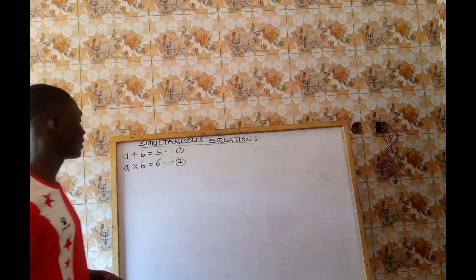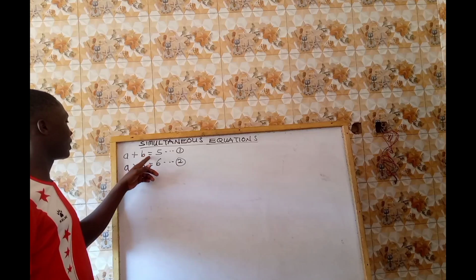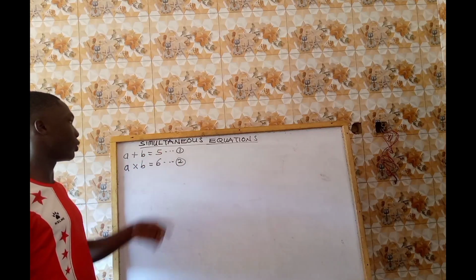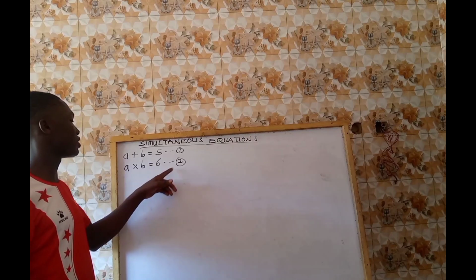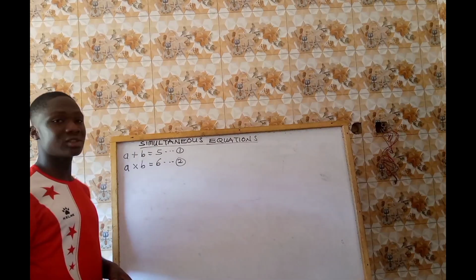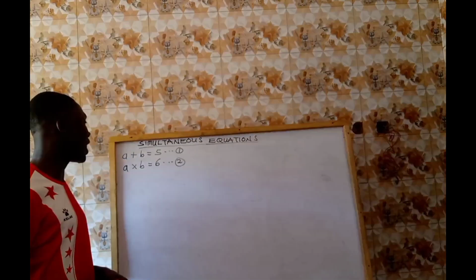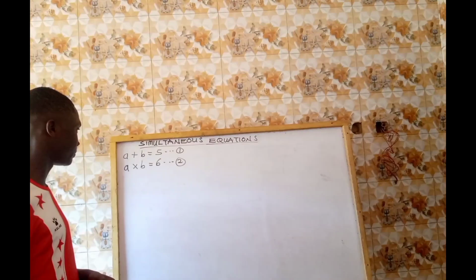Today our lesson will be on simultaneous equations. So let's continue with what we were doing the previous time. So now we have our question. A plus B is equal to 5 as equation 1, and then A times B is equal to 6 as equation 2. So now we have these two equations to solve simultaneously. So we are using the method of substitution to solve this question.